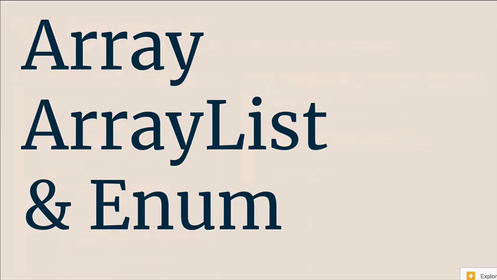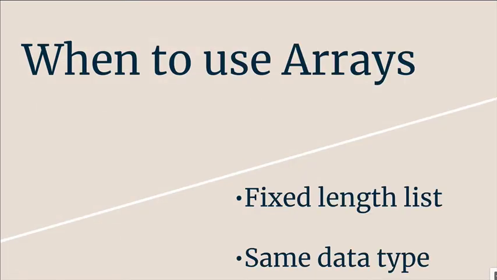Now let's look at arrays, array lists, and enums, and when to use them. So when to use arrays. Arrays are fixed length lists that may contain either primitive values like byte, short, int, long, float, double, boolean, or char, or they are objects created from classes. All of the elements in the array must be of the same data type. Use an array when the length of the list is fixed and all the data are of the same type, and you may want to dynamically change some of the items in the list.